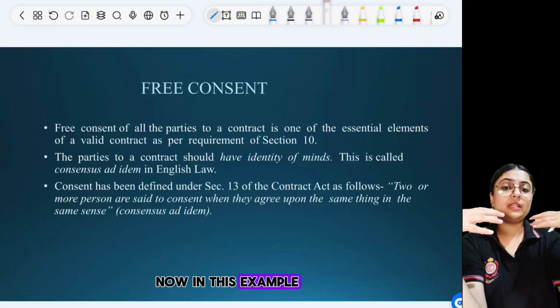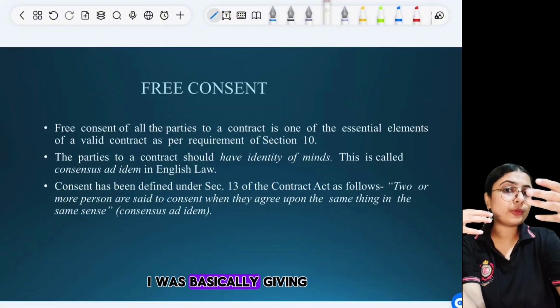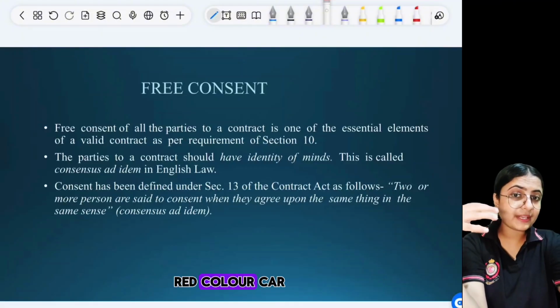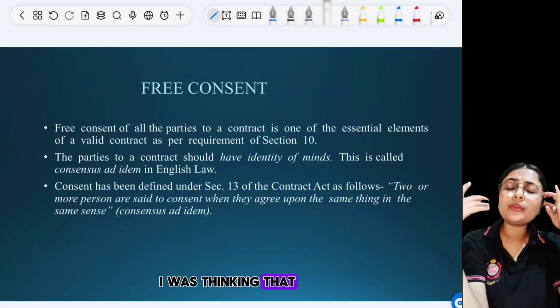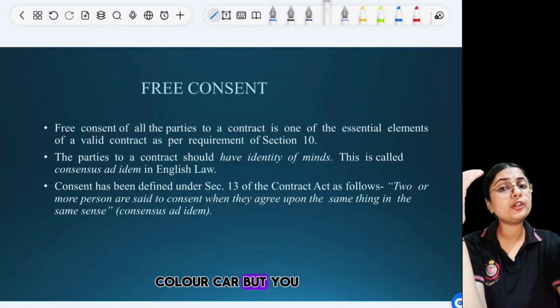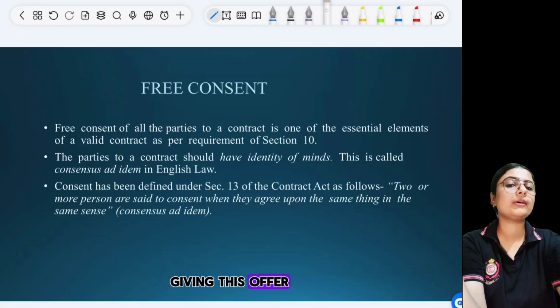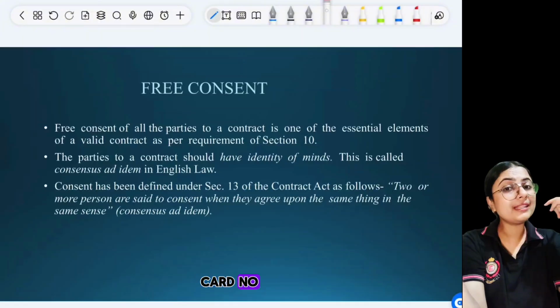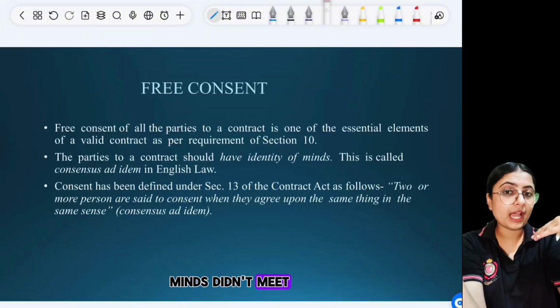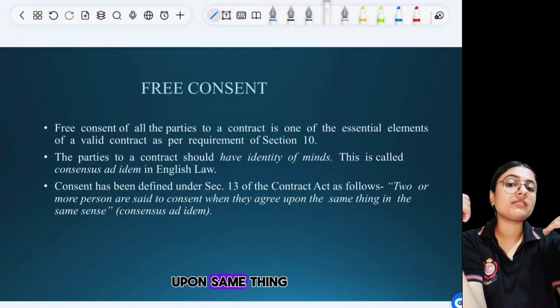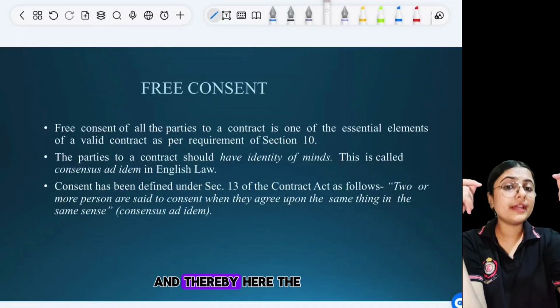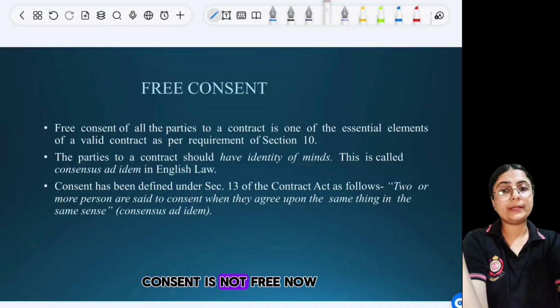Now, in this example, I was basically giving you an offer for red color car. Basically, in my mind, I was thinking that I am giving you an offer for my red color car. But you thought that I am giving this offer for my black color car. Now, in this example, our minds didn't meet and we didn't agree upon same thing and in the same sense. And thereby, here, the consent is not free.